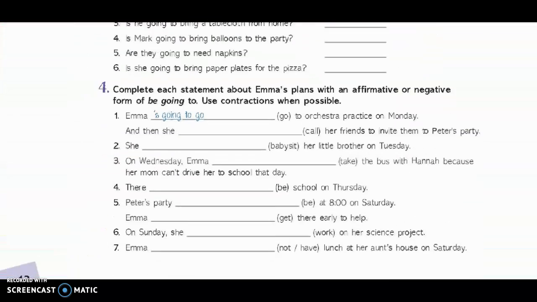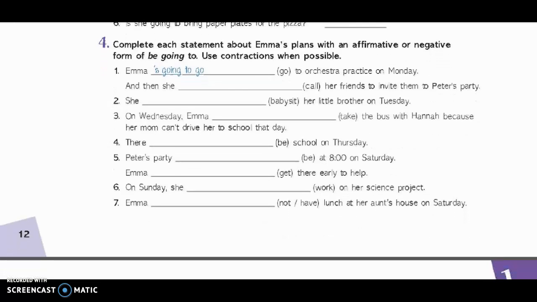You are going now to write some sentences. You have to apply this. Activity 4. Complete each statement about Emma's plans with an affirmative or negative form of be going to. Use contractions when possible. Example number 1. Emma's going to go to orchestra practice on Monday. And then, her friends to invite them to Peter's party. You have to use the verb in brackets.